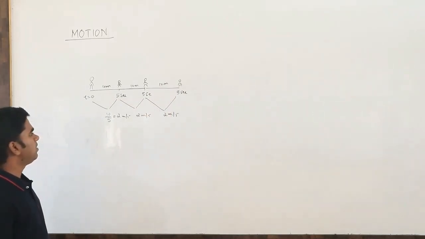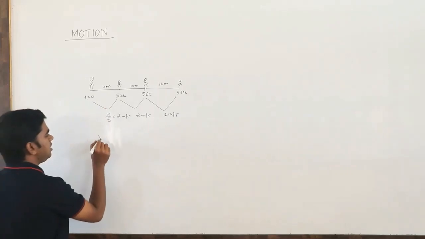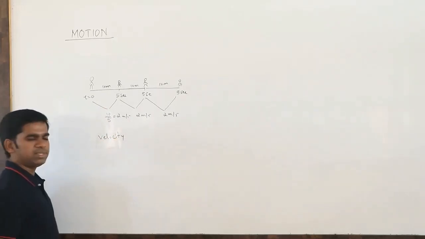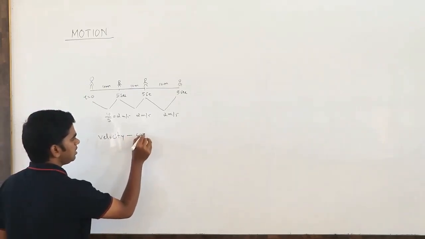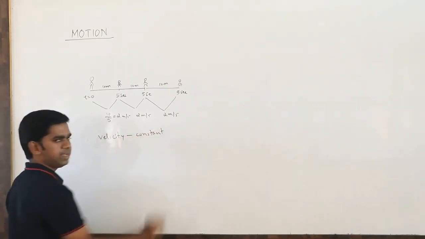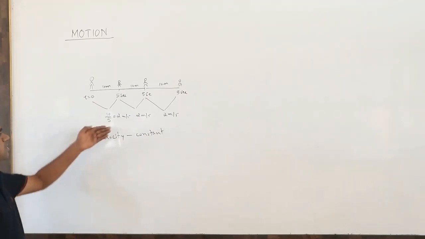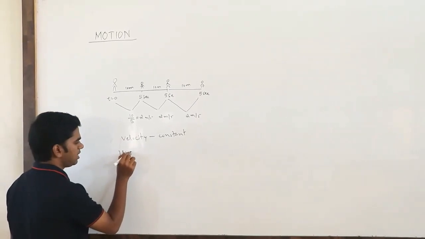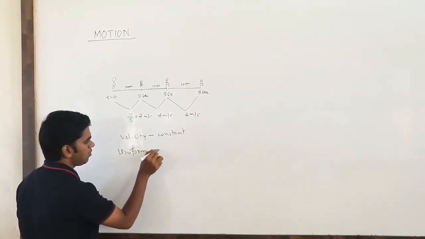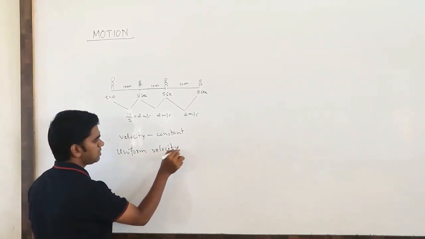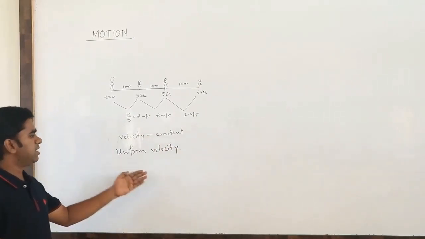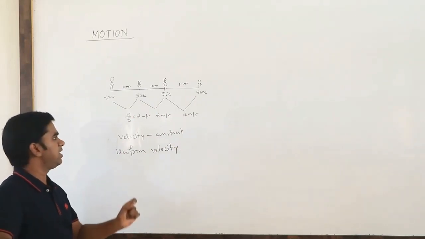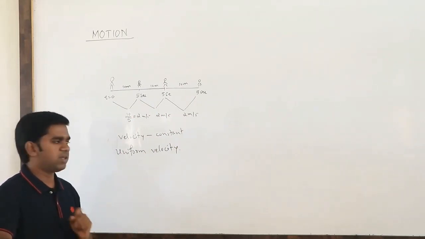Then what are we observing here? We are observing his velocity is not changing with time. His velocity is constant. It is not a variable. If a person is moving with constant velocity, then we can call it uniform velocity. If a person is moving with uniform velocity, no problem, you can just talk about the velocity.